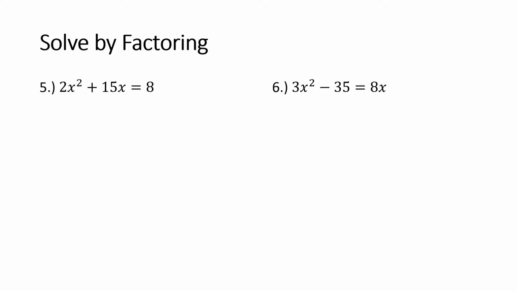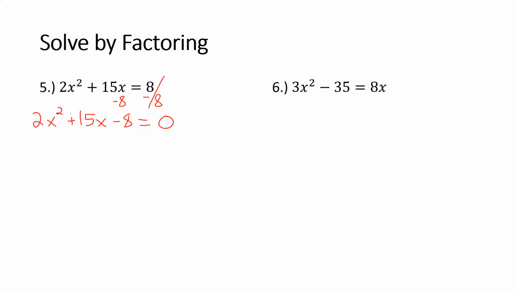Let's take a look at two more complicated examples. Number 5, we have 2x squared plus 15x equals 8. We know right off the bat that if we're going to use the zero product property, the equation has to be equal to 0. So we're going to take the 8, we're just going to subtract 8 and move it to the other side. Remember, we need this to be in order, so we want the 2x squared to go first, and then the plus 15x to go second, and then that minus 8 should go at the end, equals 0.